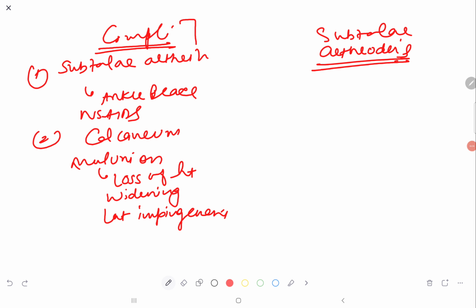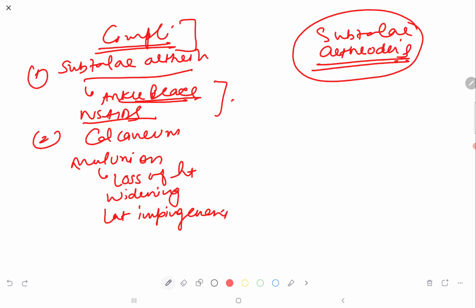Common complications are subtalar arthritis. Patient will come to you complaining of problems walking on rough surfaces because he will have problem in inversion and eversion, because of subtalar incongruity. So you can give NSAIDs, you can give ankle brace, or you can do subtalar arthrodesis.